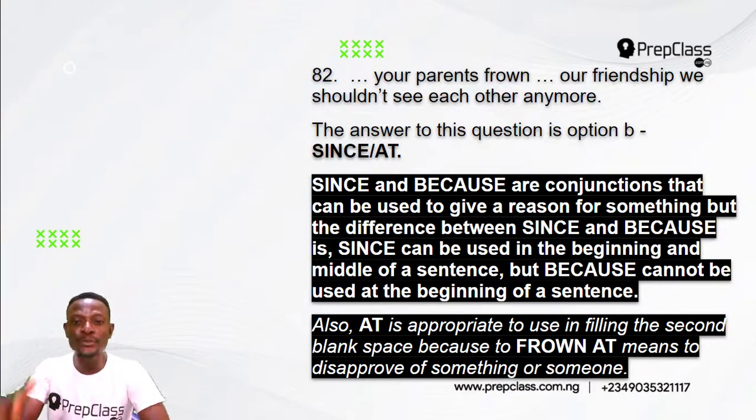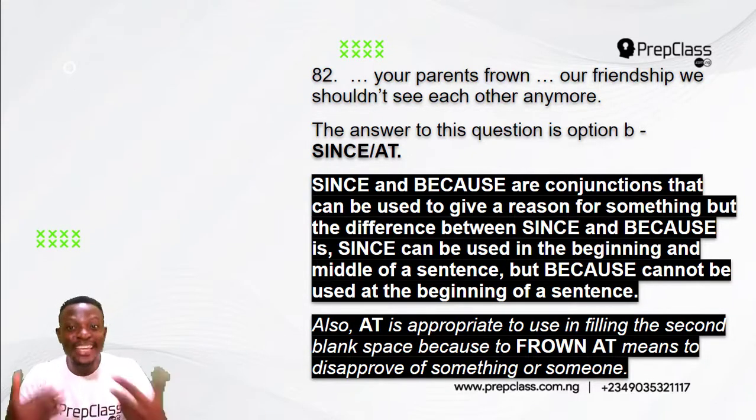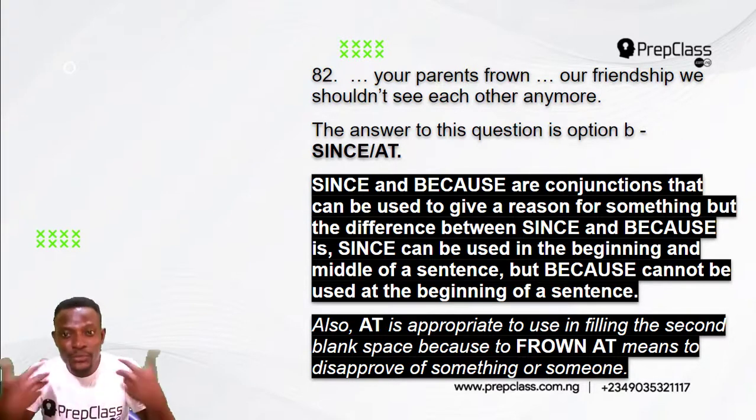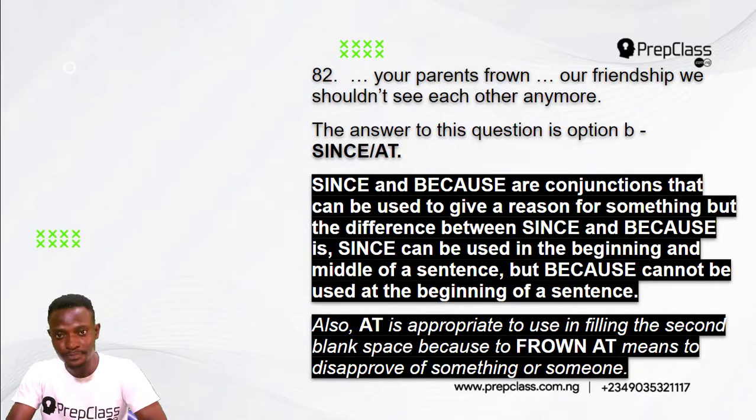But because cannot be used at the beginning of a sentence. So the reason why we shouldn't see each other anymore is, since your parents frown at our friendship. Also, at is appropriate to use in filling the second blank space because to frown at means to disapprove of something or someone. So since your parents frown at our friendship, since your parents disapprove of our friendship, we shouldn't see each other anymore.